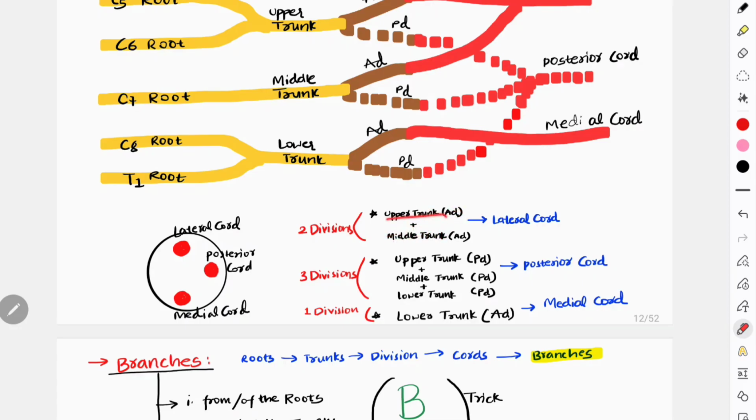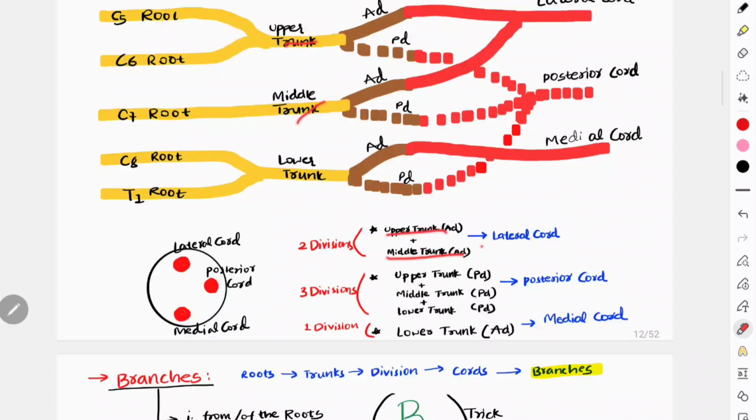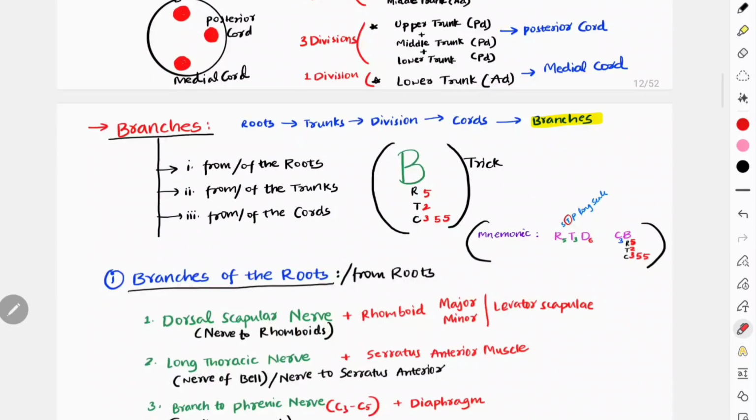Upper trunk and middle trunk, the two anterior divisions, unite to form the lateral cord. The three divisions, that is the posterior divisions only, of the upper trunk, middle trunk, and lower trunk, unite to form the posterior cord. And the one division, that is the anterior division of the lower trunk itself, forms the medial cord.